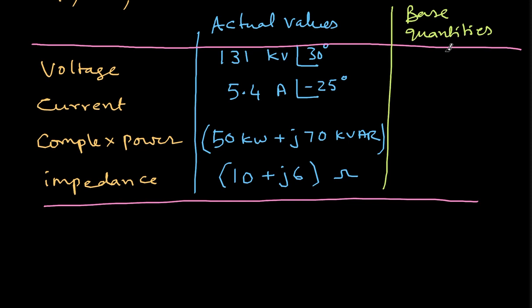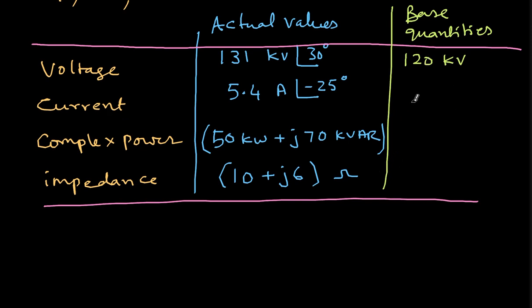Now, base quantities you can choose as you wish. So let's say the voltage I'm choosing as something like 120 kilovolts at an angle of 0 degrees. In fact, we should not mention any angle here. These are all just real numbers. Now, why have I chosen 120 kilovolts? Why not 100 kilovolts? Why not 80 kilovolts or whatever value? You can choose any voltage as your base kV as per your suitability with the problem that you're solving. Sometimes the value which is closer to the given value will be easier for calculations.